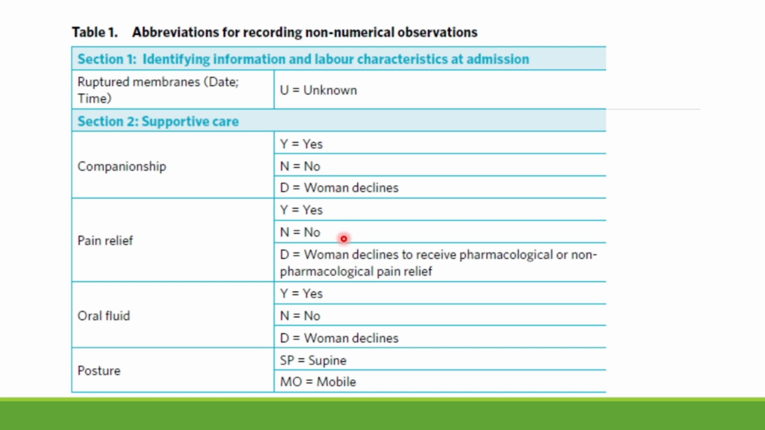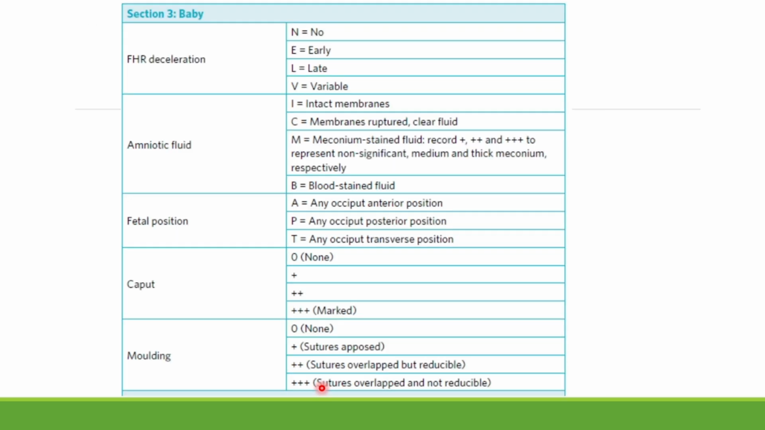Pain relief, yes, no, and if the woman declines, again. Oral fluid, yes, no, or if she declines. The posture, supine, or she's mobile, and if she's mobile, it means she can take any position she wants. Standing, sitting, left lateral, kneeling, and squatting, any position. Fetal heart deceleration, either no deceleration or early, late, variable deceleration. About the membranes, is it intact membranes or ruptured with a clear liquor, or is there meconium?